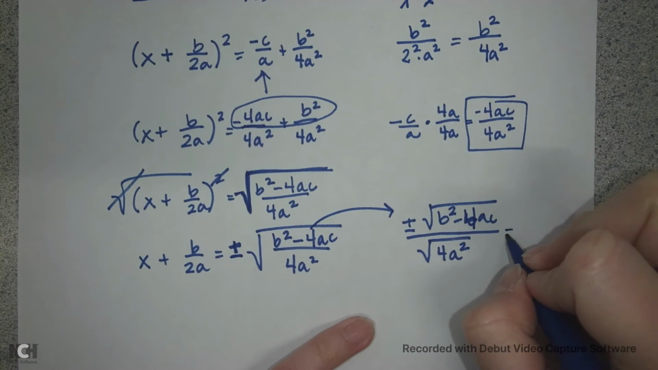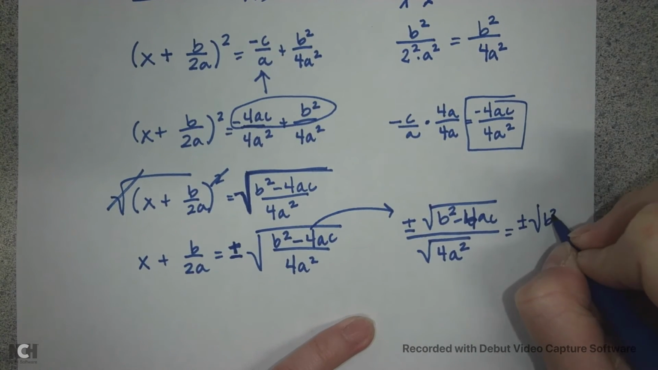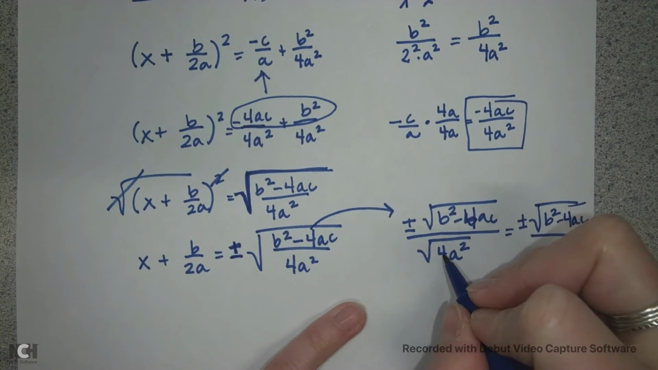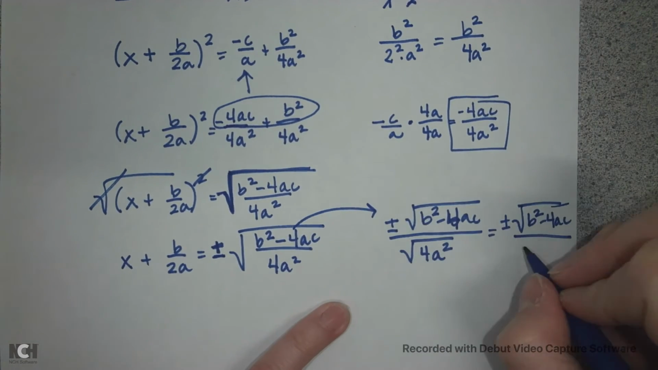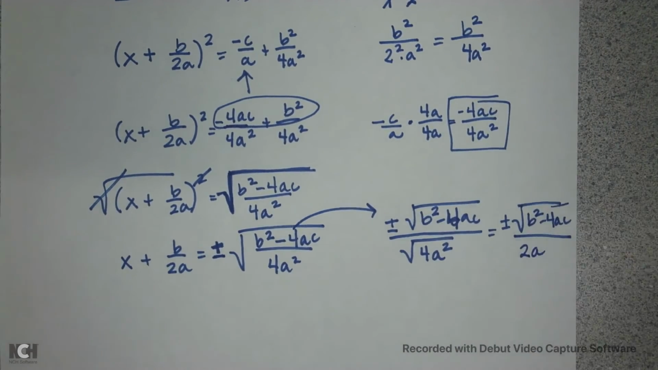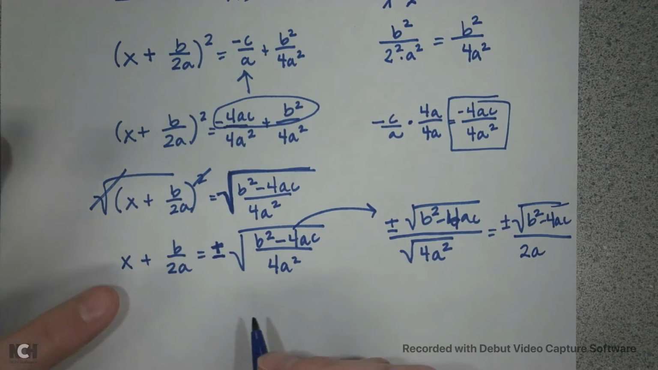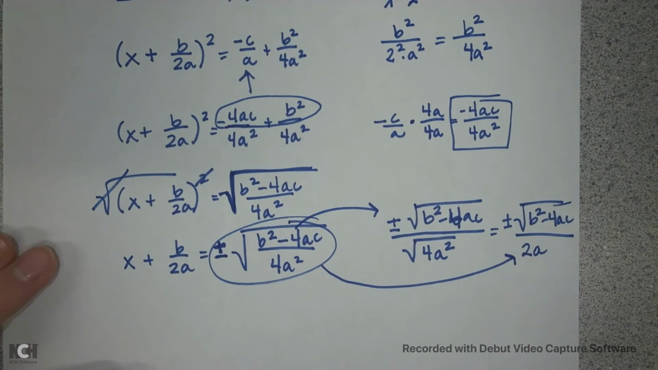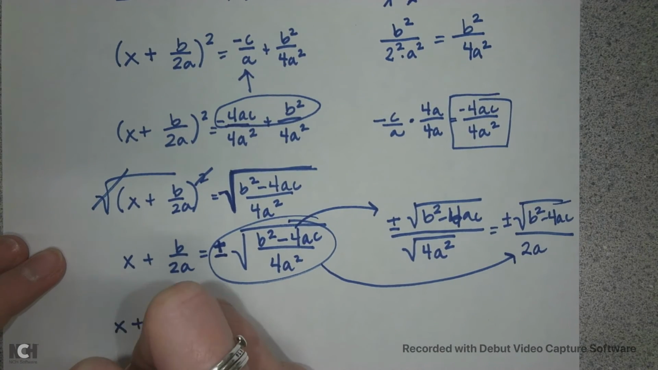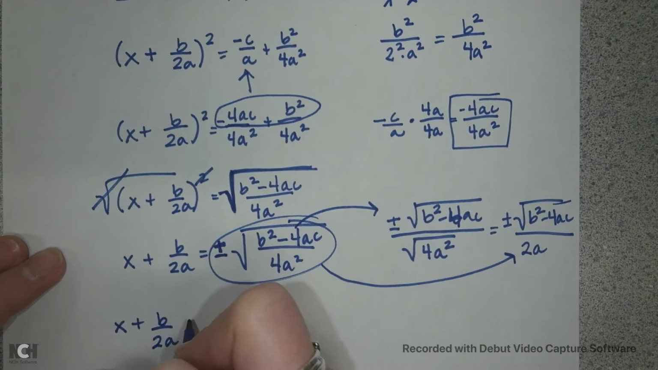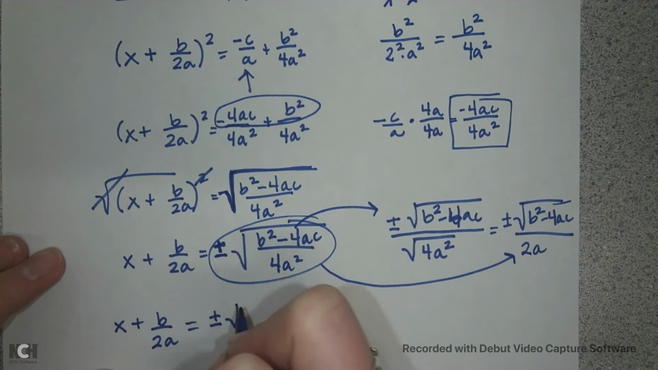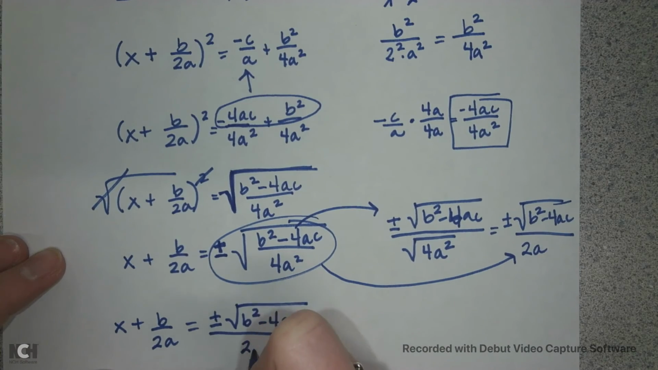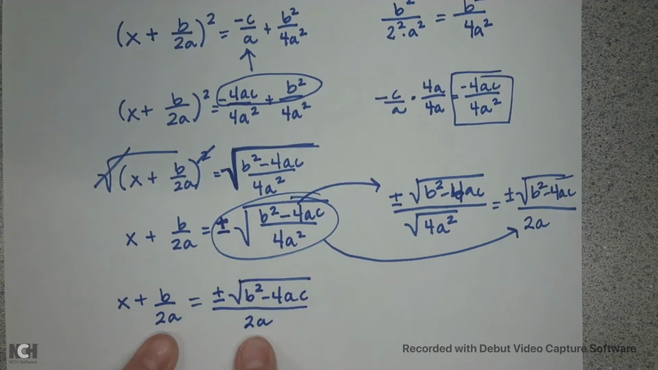The top we're going to leave the same, plus minus the square root of b squared minus 4ac, because it's a little long, but the bottom is a perfect square. So the square root of 4 is 2 and the square root of a squared is a. So now we have 2a. So let's go back. I'm taking this whole section and replacing it with what we just did here. Okay, so now we have x plus b over 2a equals plus minus the square root of b squared minus 4ac all over 2a. Notice now our 2a fractions match.